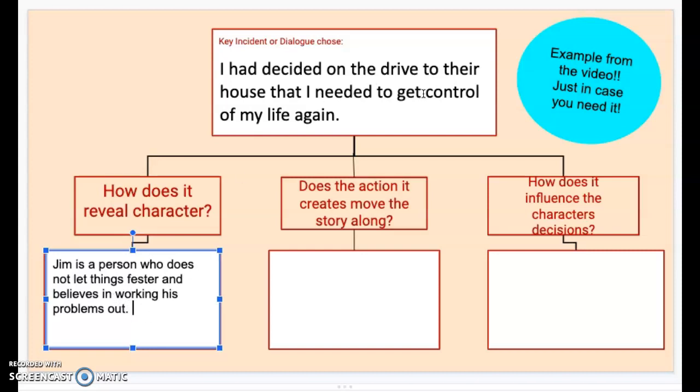So see how I took the idea of him getting control of his life. That means he wants to work it out. And then I had to add that to what I already knew about him. So the fact that he doesn't let things sit and that he wants to get control of it, he's the take the bull by the horns kind of guy. So remember, this question right here is how does it, in this case the it being the incident that you see here, reveal character? So what does it teach you about the character in the story? Remember, everything we're going to be focusing in on really has to do with Jim. You should be focusing in on Jim.